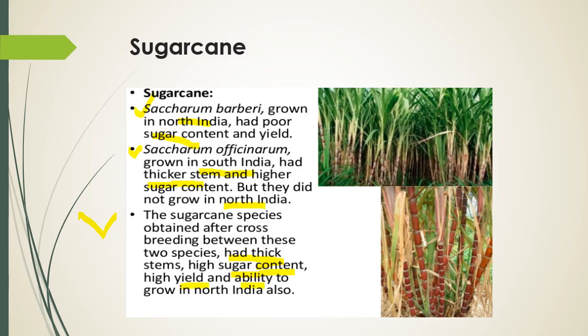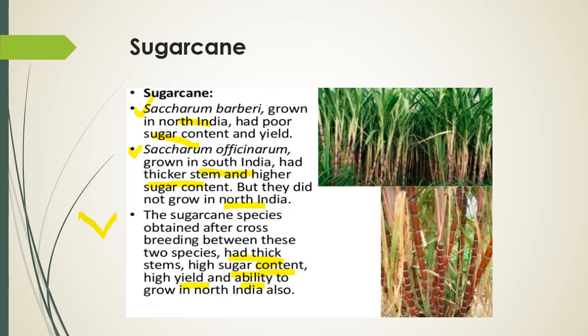Okay, so there are two different species. One is Saccharum barberi and the other one is Saccharum officinarum. Saccharum barberi is growing in North India, but their quality and their sugar content is very less. But the Saccharum officinarum are growing in South India. They have a very thick stem and their sugar content is high.